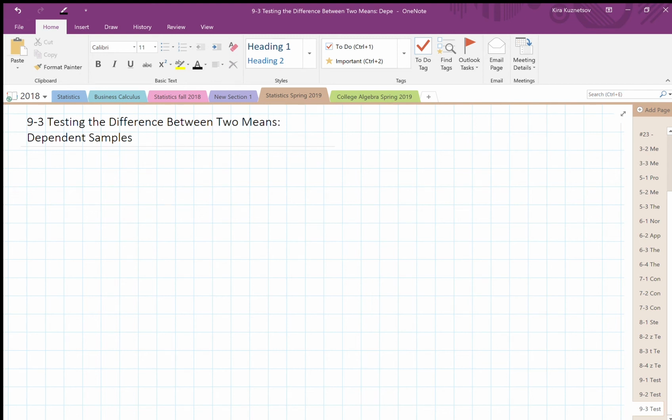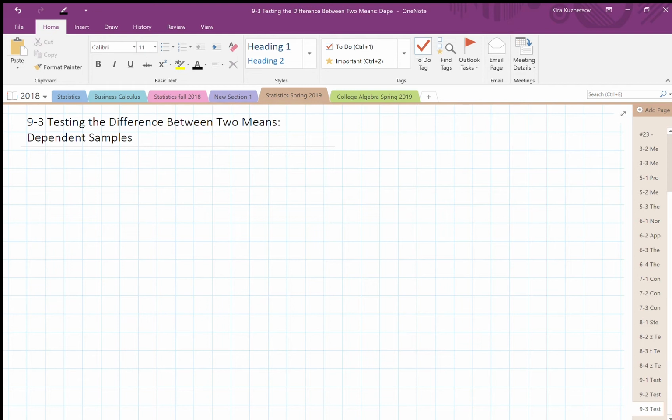This is a lecture on 9-3, testing the difference between two means, dependent samples. Now the difference between 9-2 and 9-3 is that in 9-2, in the previous section, what we were dealing with is two independent samples. So if you were going to enter this in your calculator, you would have an L1 and an L2.